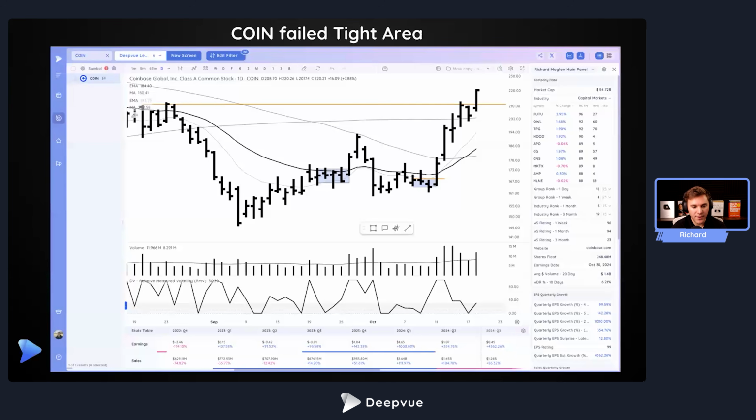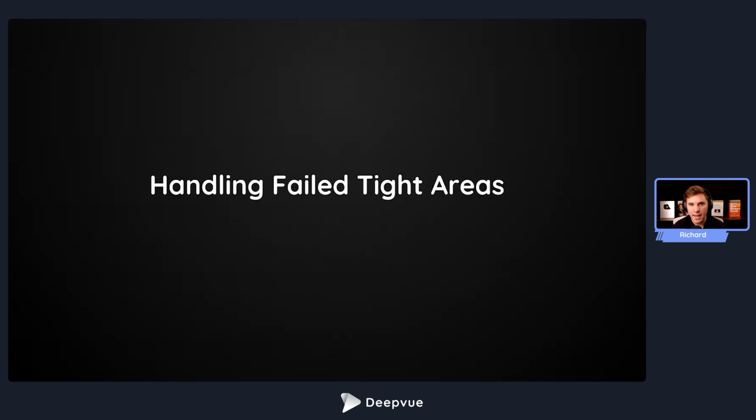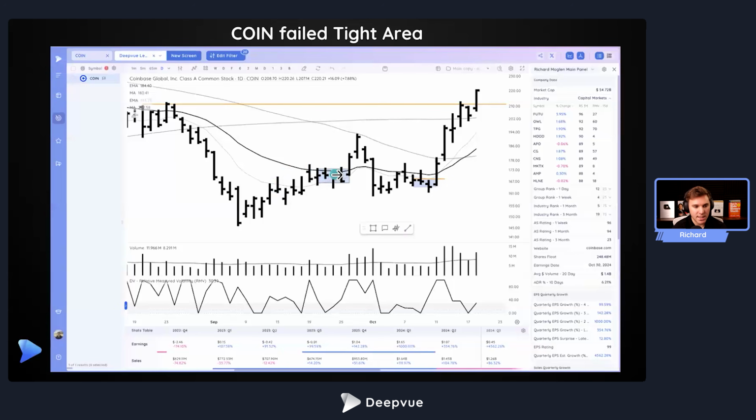All right, handling failed tight areas. This is really, really important because again, not all of these work. They work in the best markets, the best setups, and they might fail initially and then set back up and then rocket higher. So it's all about keeping your risk managed so that you can give it another shot if you want to. So this is an example with Coin.